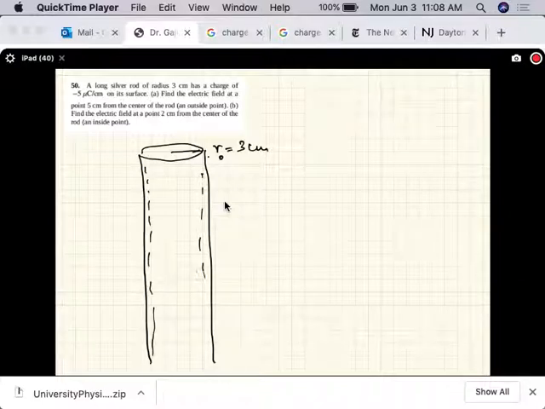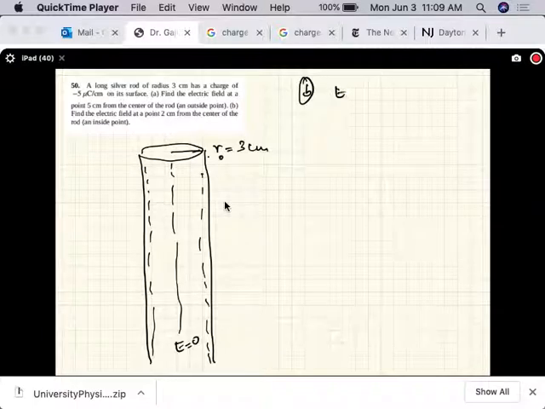And we also know that for part B, the electric field at a point 2 centimeters from the center. So there is the center of the rod, and anywhere inside the electric field is 0. So for part B, we can answer that right away. Electric field inside is 0. So for any point R less than 3 centimeters, electric field is 0.